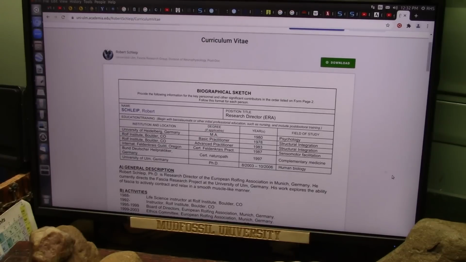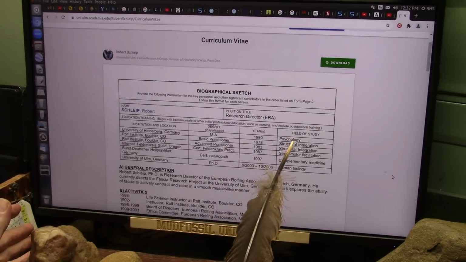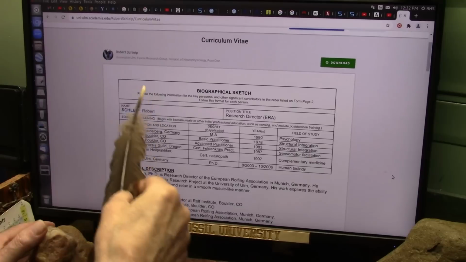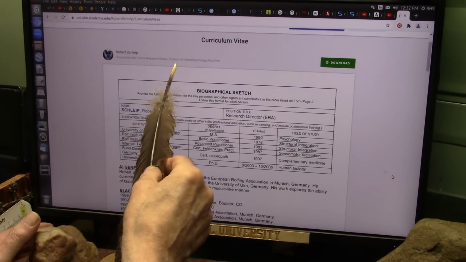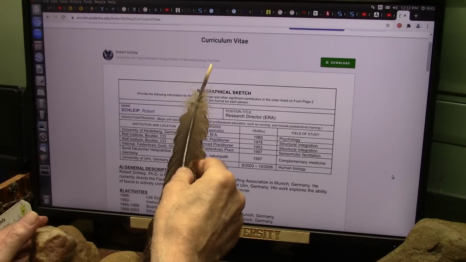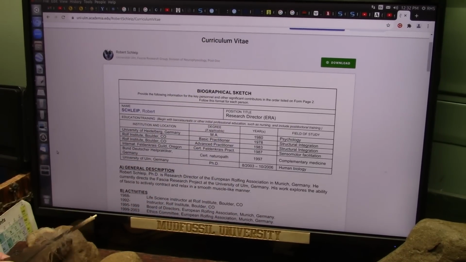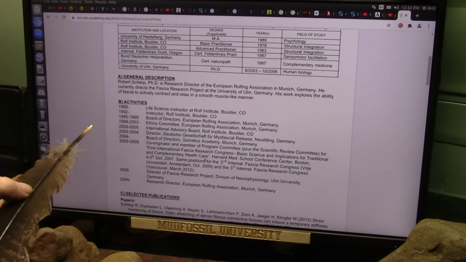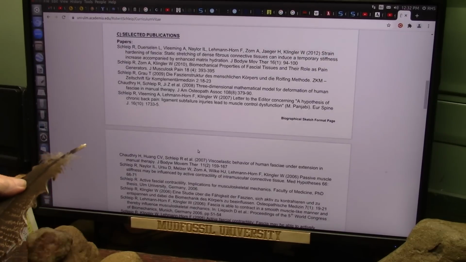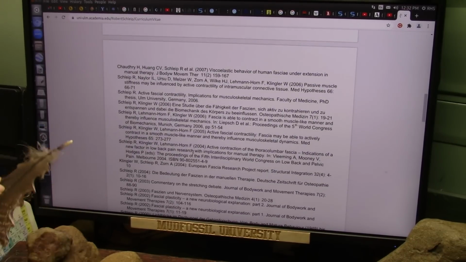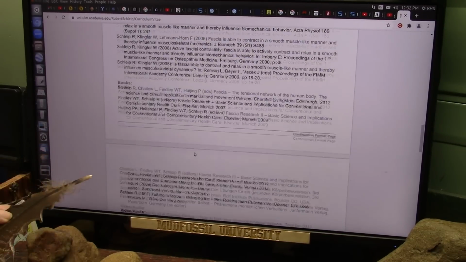We're very gracious and very skilled. You can't deny this guy has credentials. His name is Robert Schleif. He's the University of Fascia Research Group, the Division of Neuropsychology Postdoc. And this is his specs, what he does, what he did, where he's been. I'm talking about a guy that has a lot of interaction in this realm. Now, what realm is he in? Fascia.